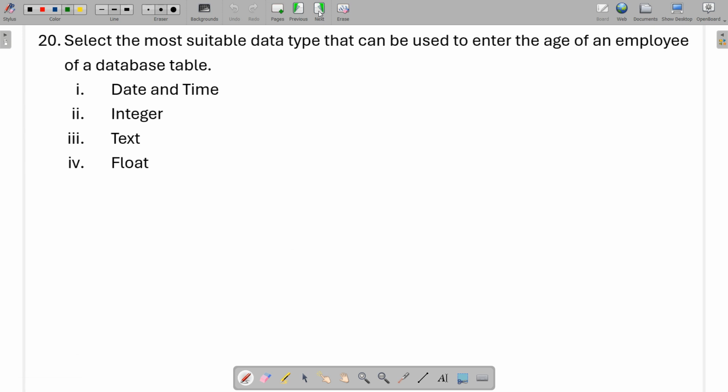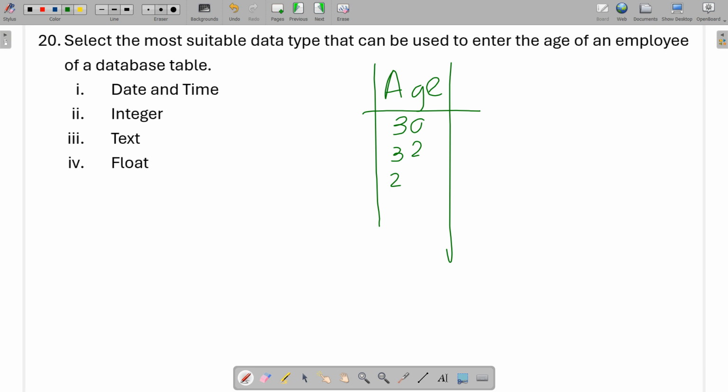The 20th: select the most suitable data type that can be used to enter the age of an employee in a database table. So for age, we are going to record the age, like 30, 32, 28, likewise. It's an integer that we are generally using. So the suitable answer is going to be the integer.